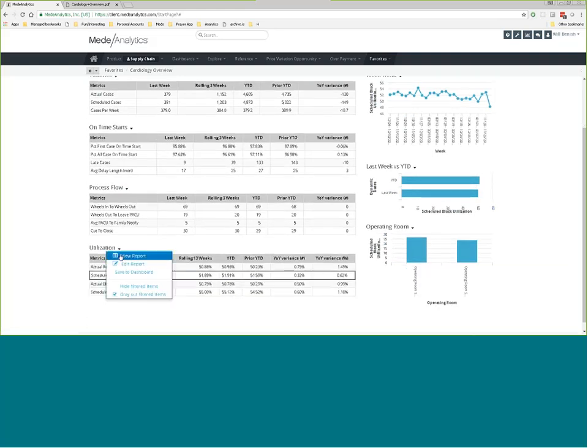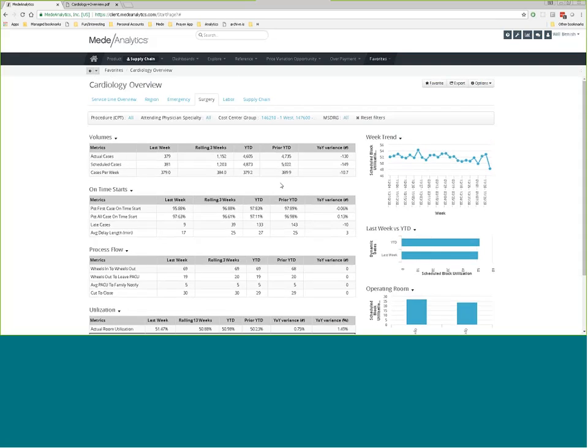All of these views are drillable, so we can just view report or edit the report, and this will drill into our robust analytics capability, and we can slice and dice and look by physician or by anesthesiologist or by operating room, whatever the appropriate view is that we need for our analysis.